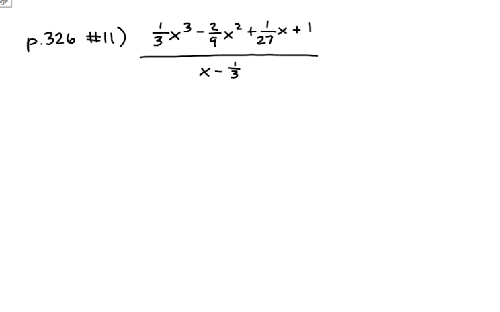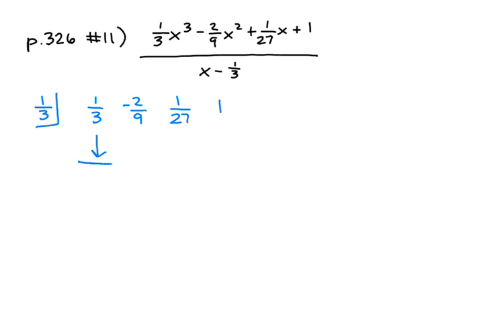and look at number 11 from the homework, page 326. Same idea. Because we're dividing by x minus 1/3, I'm going to put 1/3 in the box. It doesn't have to be an integer. You can use a fraction. And then the coefficients on the numerator go in a row. So we have 1/3 for x cubed, negative 2/9 x squared, 1 over 27 x, and then 1.